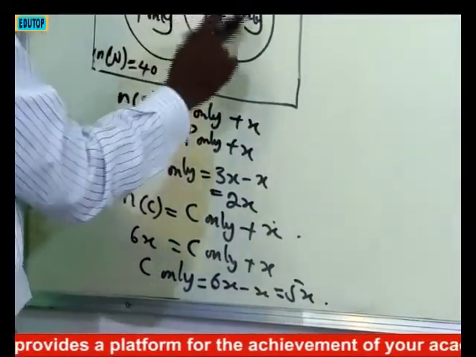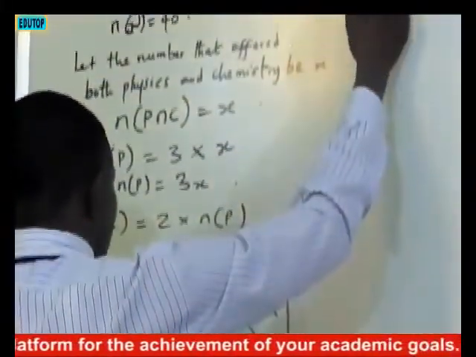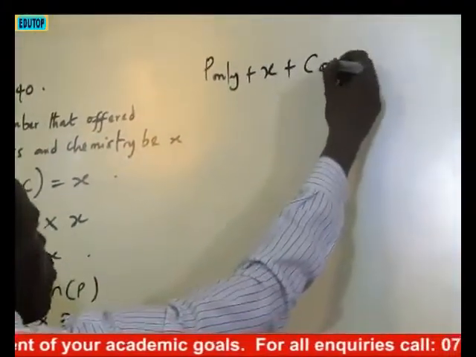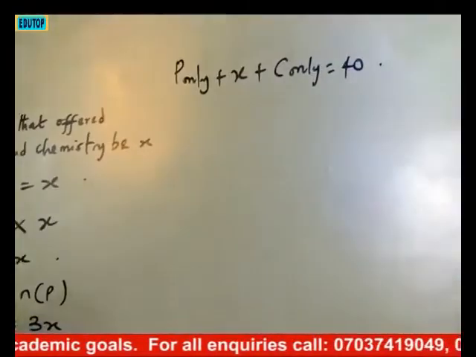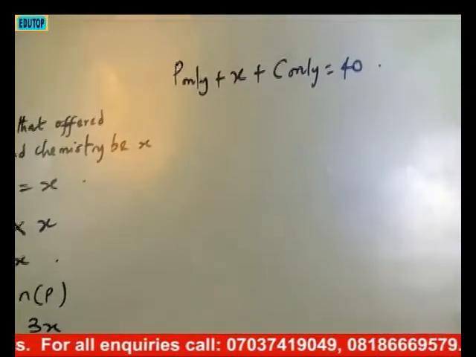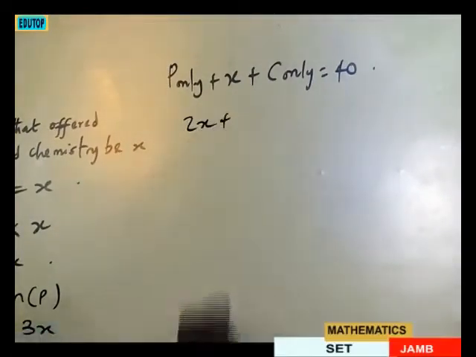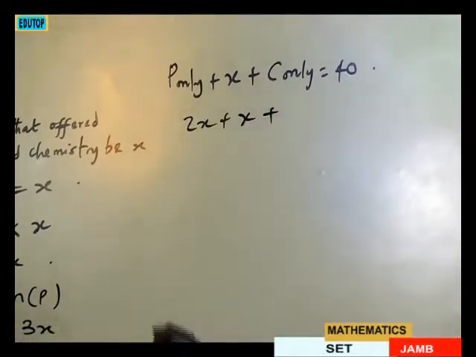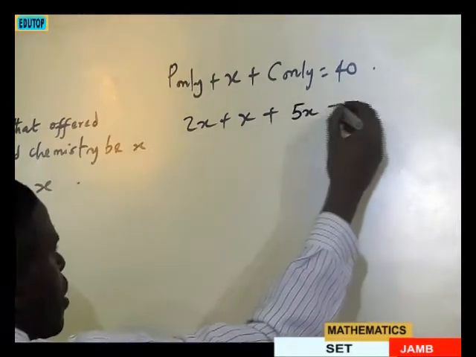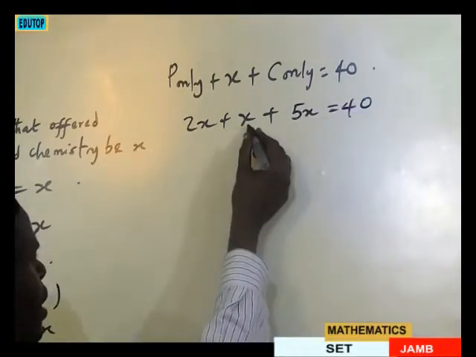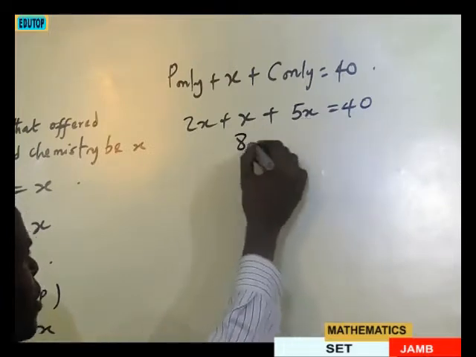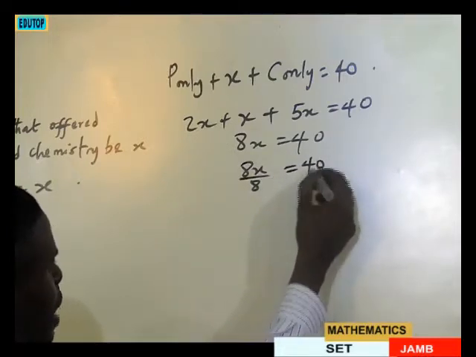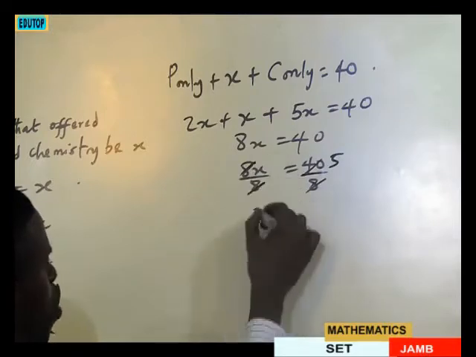That means this plus this plus this must equal the universal set. Physics only plus both plus chemistry only must equal the universal set, which is 40. Physics only is 2x, plus both is x, plus chemistry only is 5x, equals 40. 2x plus x is 3x, and 3x plus 5x is 8x, equals 40. Then we divide both sides by 8, and we get 5. So x equals 5.